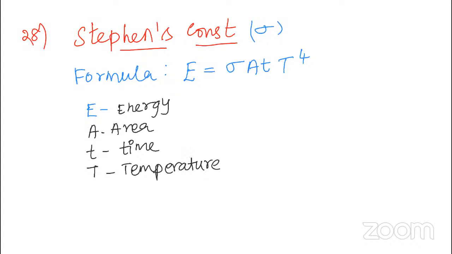Okay. So now write the dimensional formula for all. That is mL square T power minus 2. And for area, it is L square. And for time t, it is T. And for temperature, it is K. Now substitute in this formula.